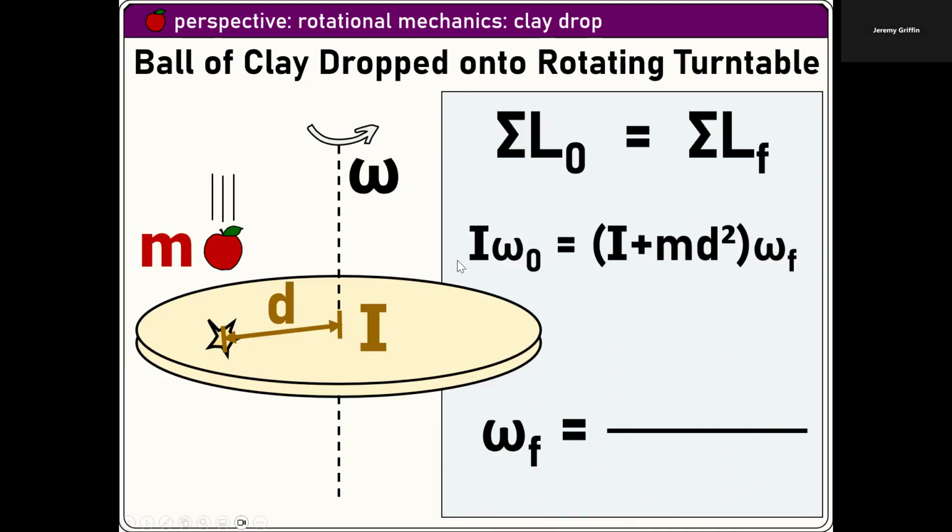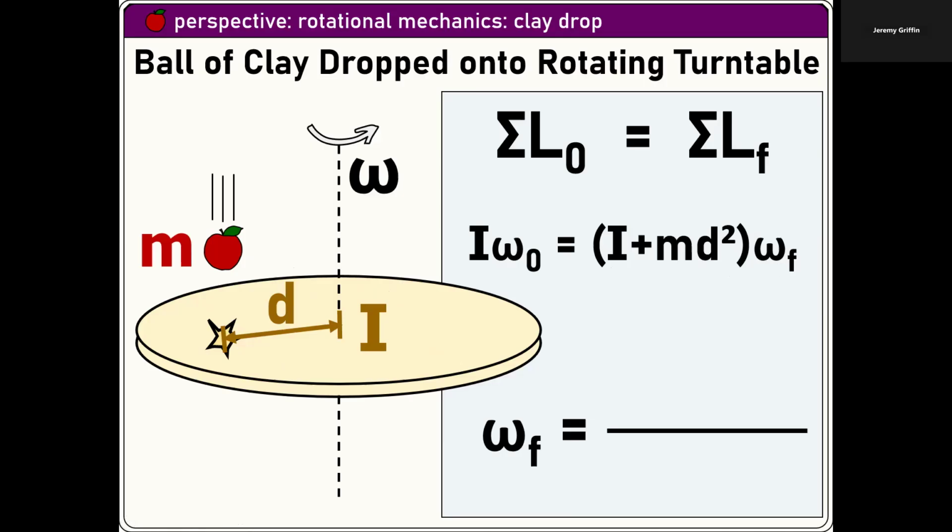Right, so there was some initial angular momentum, which was just I times omega for the disk rotating. After this ball of clay lands on it, it's the exact same amount of angular momentum, but it's a different configuration. Because now you have the I of the turntable, plus you also have the md squared for that point mass. That adds to the rotational inertia, doesn't it? That's all in parentheses over here. That'll be times some omega final, which would have to be smaller, like slower.